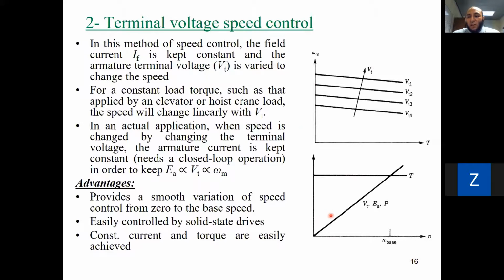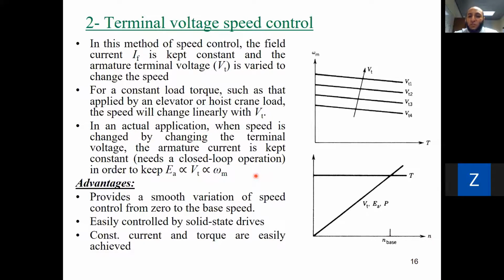So this is the way of increasing or decreasing voltage for the machine. And the limitation is up to the base speed. So it's better to not increase the voltage after the base speed of the machine. This is for the voltage control with separately excited DC motor.